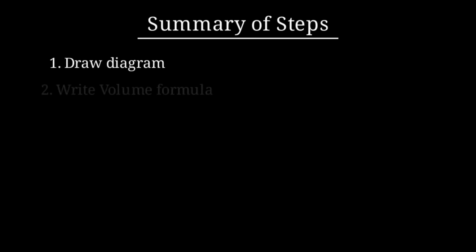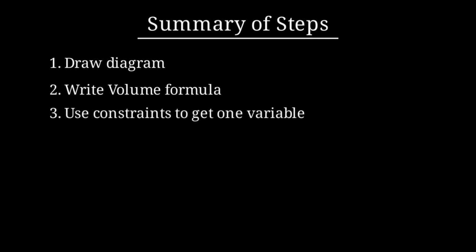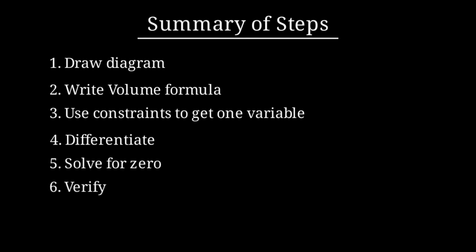To wrap up, the optimization process is a reliable 6-step method. Start with a visual, define your formulas, reduce them to one variable, find the derivative, solve for your critical points, and finally, verify your results using the second derivative test or the context of the problem.